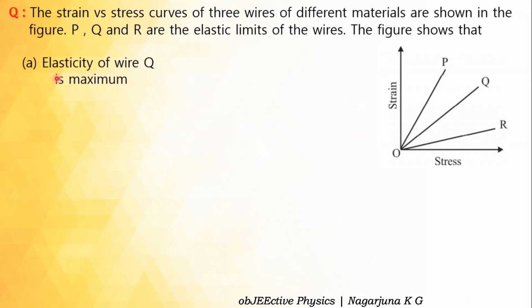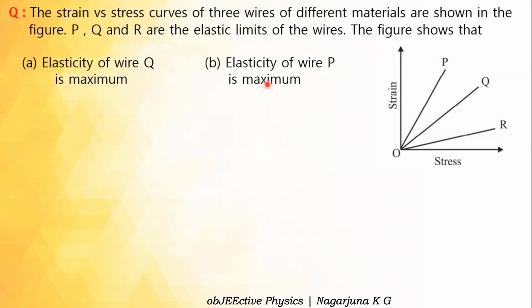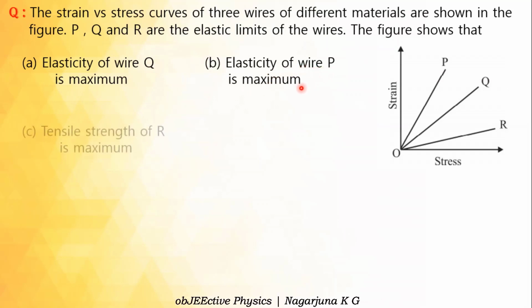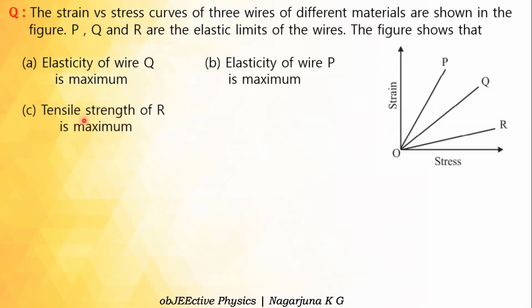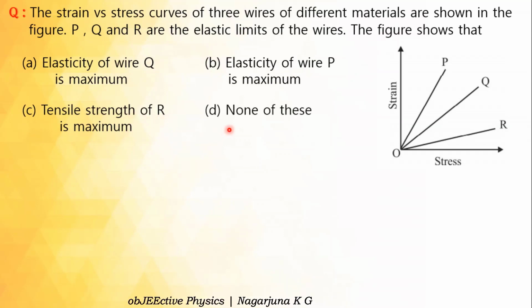Option A, elasticity of wire Q is maximum. Option B, elasticity of wire P is maximum. Option C, tensile strength of R is maximum. Option D, none of these. Solution.